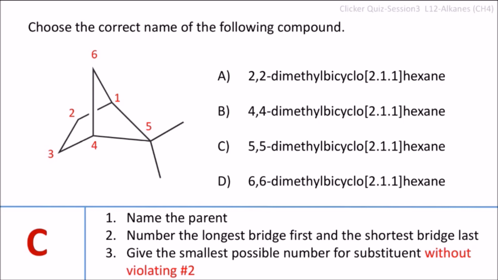So if we do so, the second bridge is going to be the bridge that has 2 methyl groups. Okay, so give the smallest possible number for the substituent. At the same time, you should not violate step 2. You should always start your numbering from one bridgehead, go through the longest bridge, then the second longest bridge, and then the shortest bridge. Without violating that rule, at the same time, give the lowest possible number to the substituents. So the right answer is C, 5,5-dimethyl bicyclo 2,1,1 hexane.